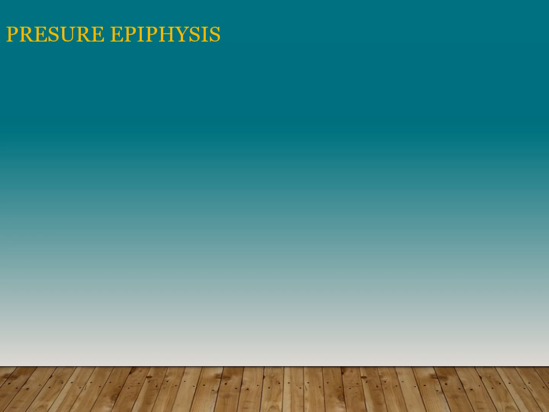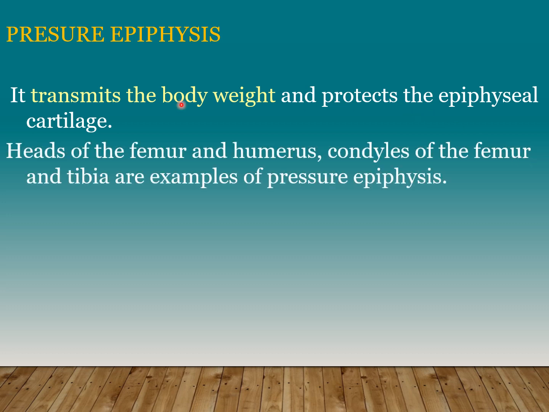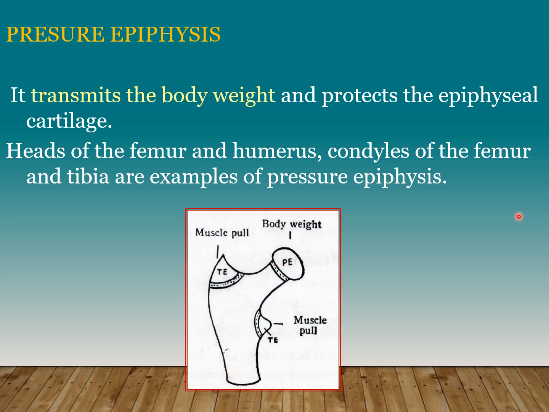Pressure epiphysis. It transmits the body weight and protects the epiphyseal cartilage. Examples of the pressure epiphysis are heads of the femur, head of the humerus, condyles of the femur and tibia. So epiphysis may be asked as types of epiphysis. This is the head of the femur, which transmits the body weight, so that will come under the pressure epiphysis.